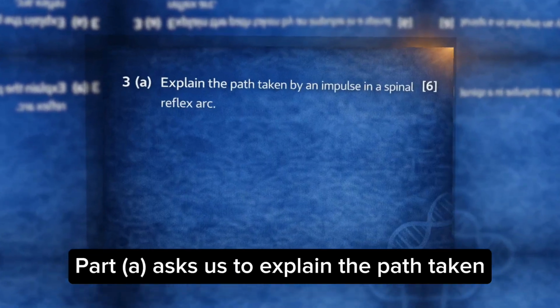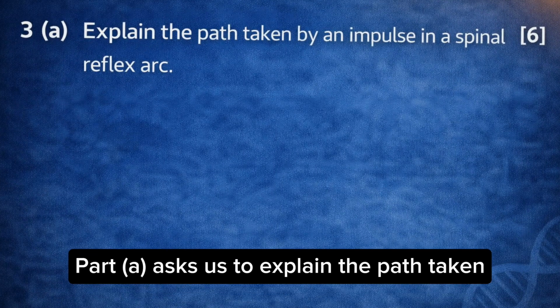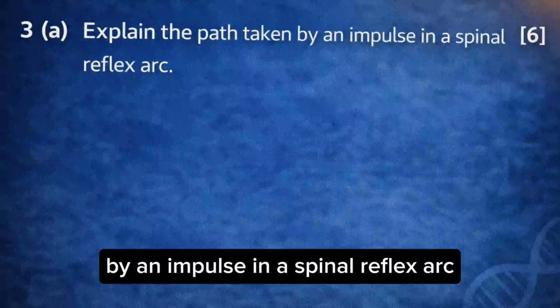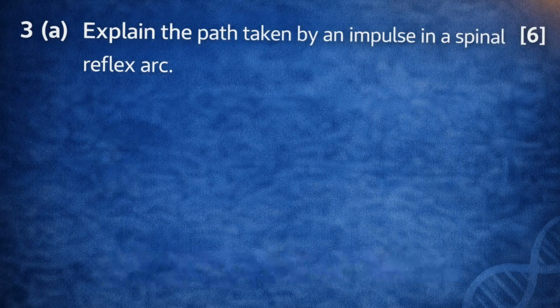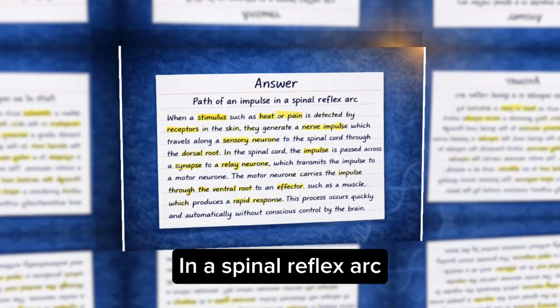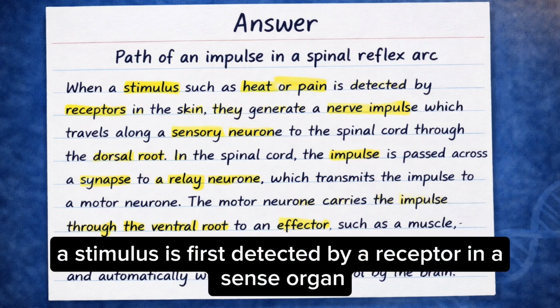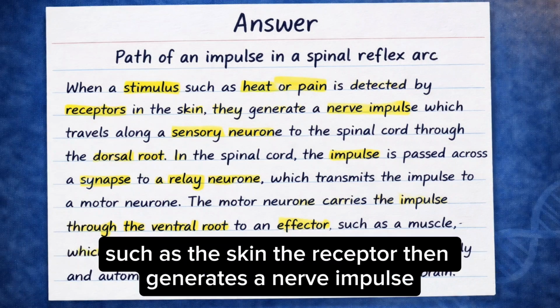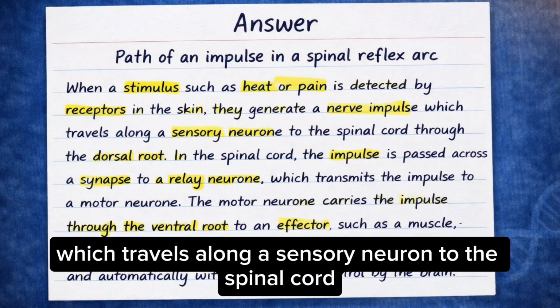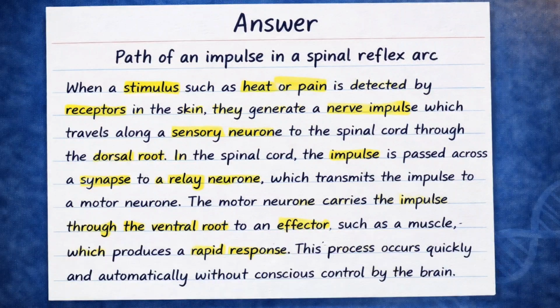Part A asks us to explain the path taken by an impulse in a spinal reflex arc. In a spinal reflex arc, a stimulus is first detected by a receptor in a sense organ, such as the skin. The receptor then generates a nerve impulse which travels along a sensory neuron to the spinal cord.